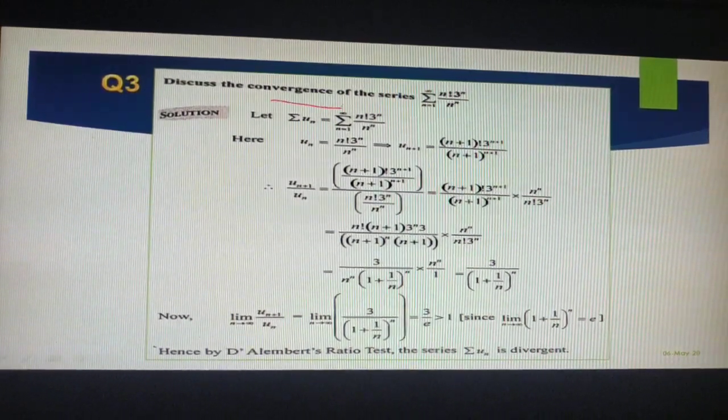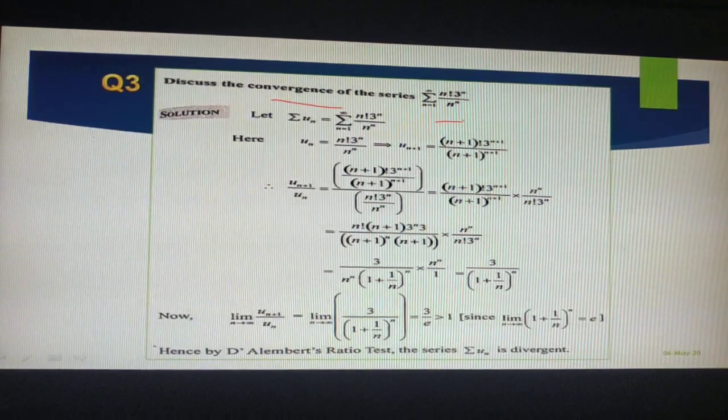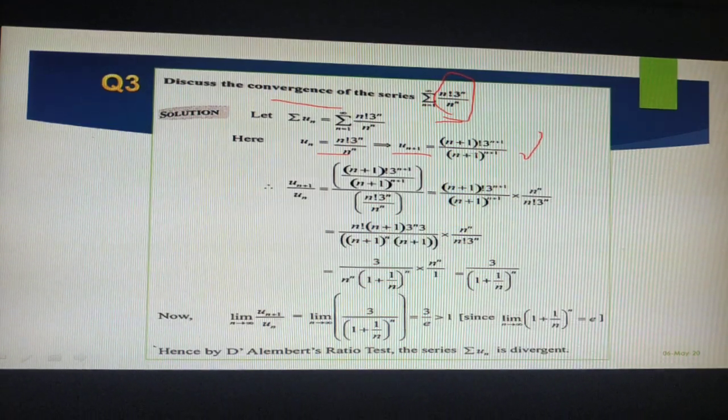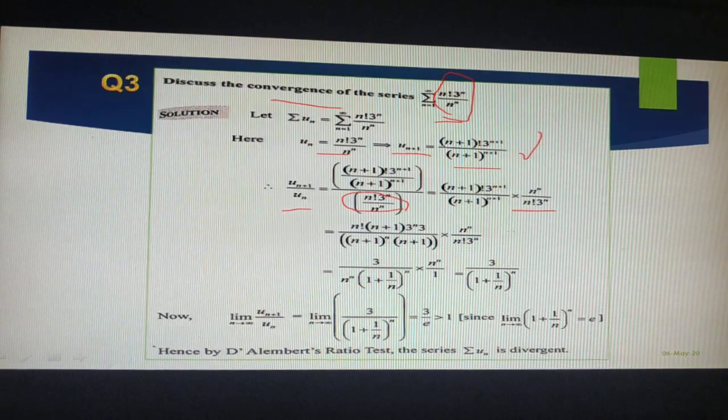So you have to test the series n factorial 3 to the power of n by n to the power of n, summation n equal to 1 to infinity. So this, after sigma, whatever we have, that is your nth term, and from that we can write u(n+1). How to write? Wherever n is there, write down n plus 1. So that is your u(n+1). So take its ratio u(n+1) by u(n), and you take this denominator into the numerator by writing it in reverse, so that there may be a possibility for us to simplify things very quickly.